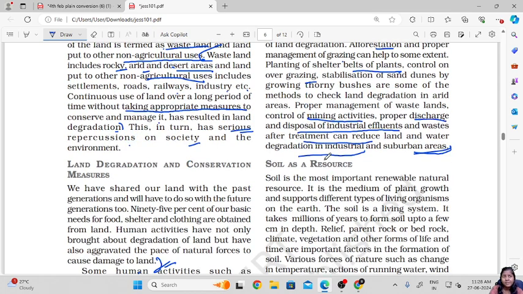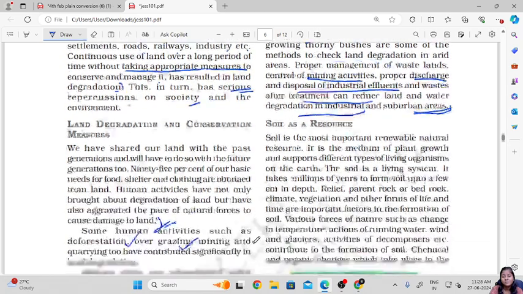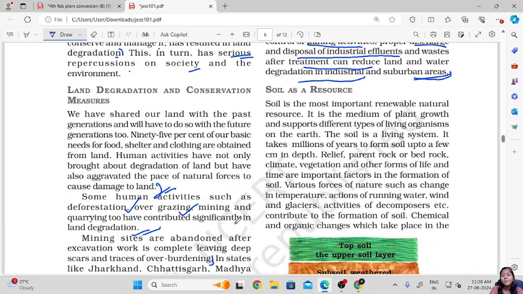Okay, then every human being has to see soil as a very important, essential resource, because soil is the most renewable natural resource, right? It is the medium of plant growth and supports different types of living organisms on the earth. So the soil is a living system, we can say, and it takes millions of years to form soil up to a few centimeters in depth.